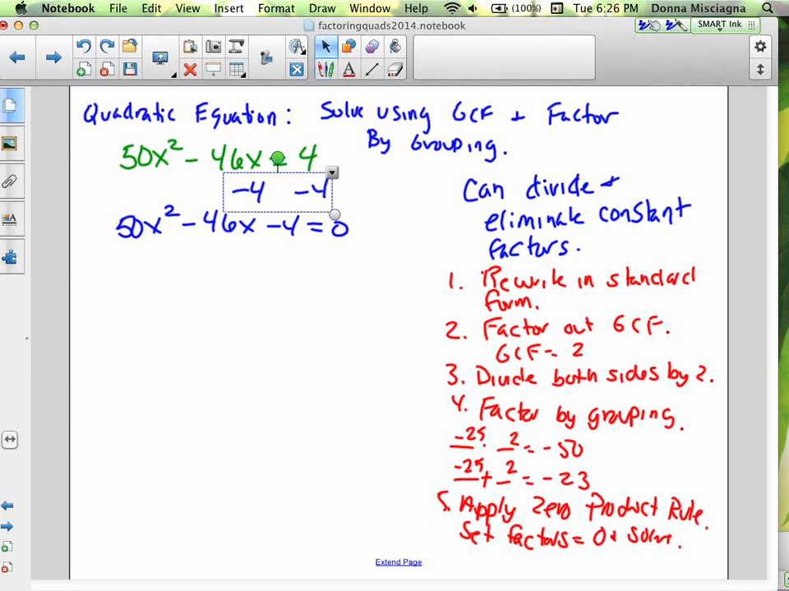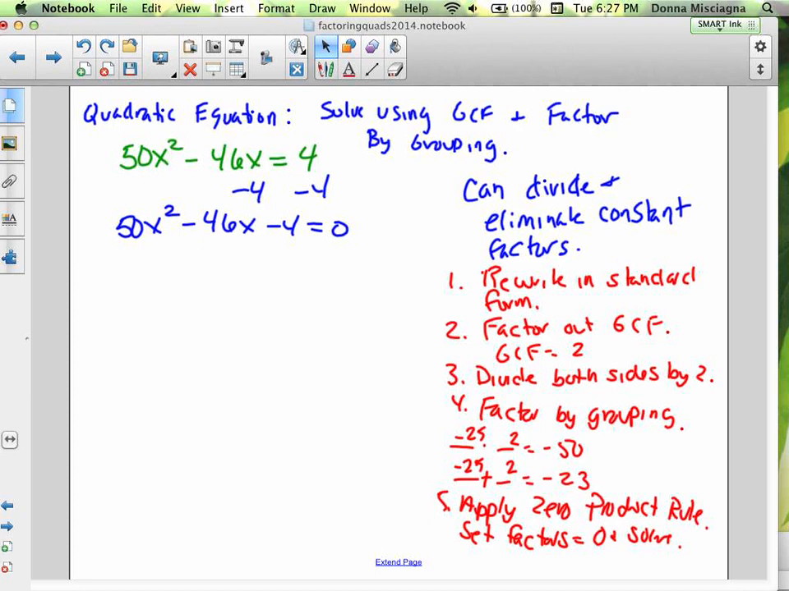We have 50x squared minus 46x minus 4 equals 0. All right, so now we look at those. Now you don't want to necessarily just multiply a times c together without checking out your numbers here. So we've got 50 and a 46 and a negative 4. Well, I notice they're all divisible by 2. We have a greatest common factor. So we should get rid of the greatest common factor because it will give us something smaller to work with.